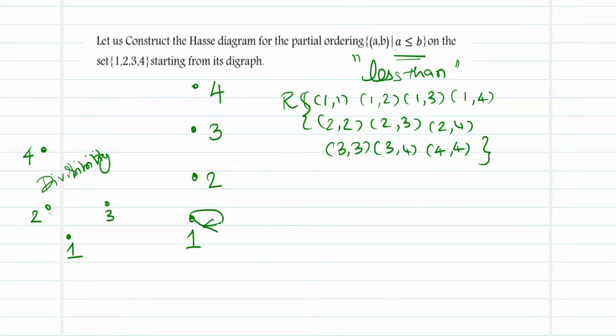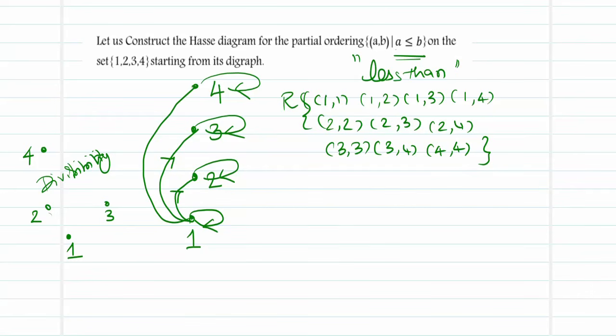So I draw the loops for 1, 2, 3, 4. 1 related to 2, next 1 related to 3 and 1 related to 4. Next I have the line 2 related to 3 and 2 related to 4. Next I have 3 related to 4. So this is going to be my diagram which minimizes crossing over. So we will try to form the Hasse diagram from here.